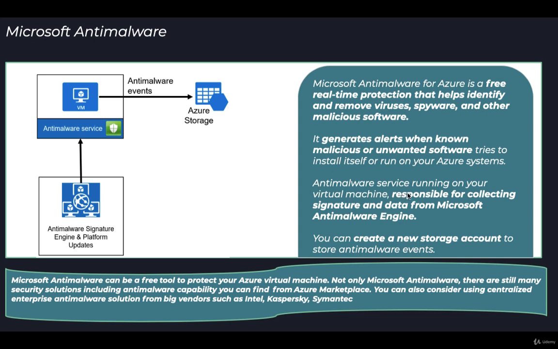The anti-malware service running on your virtual machine, as you can see in the diagram on the left, is responsible for collecting the signatures and data from the Microsoft anti-malware engine. How it generally happens is that once this anti-malware service is running, the anti-malware client downloads the latest protection engine and signature updates from the internet and loads them onto the Azure system.